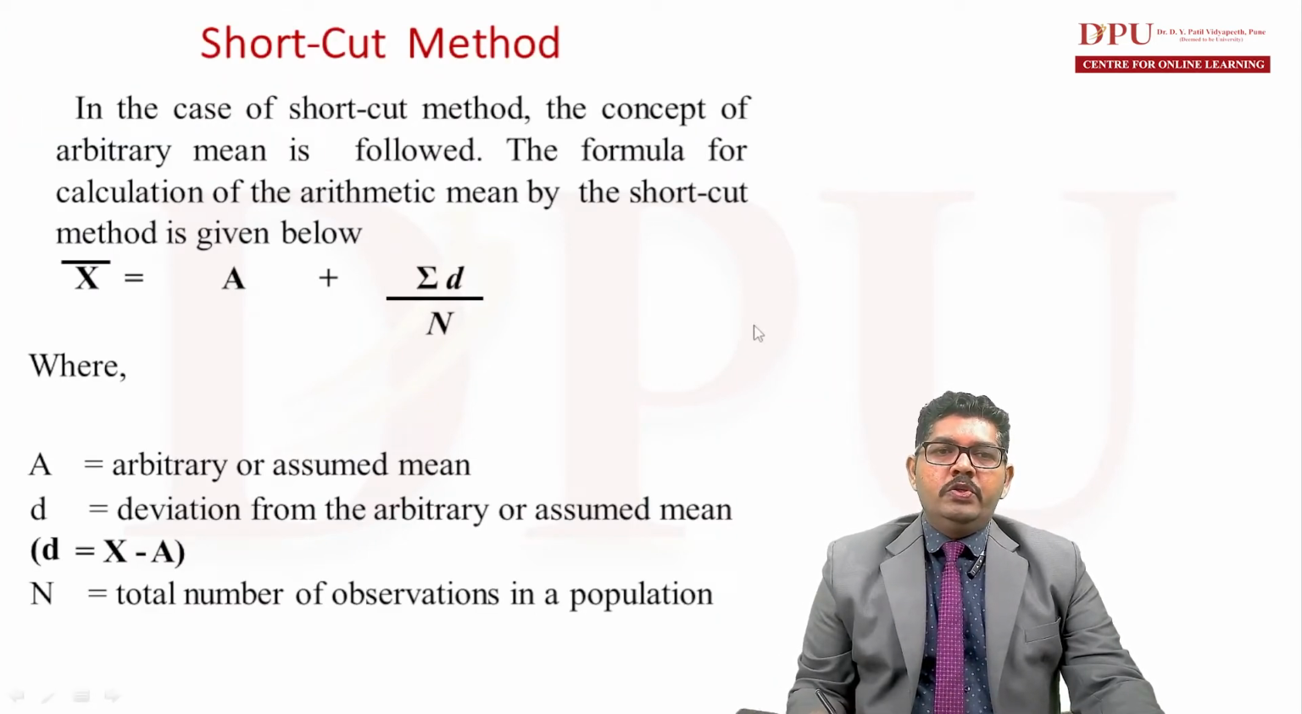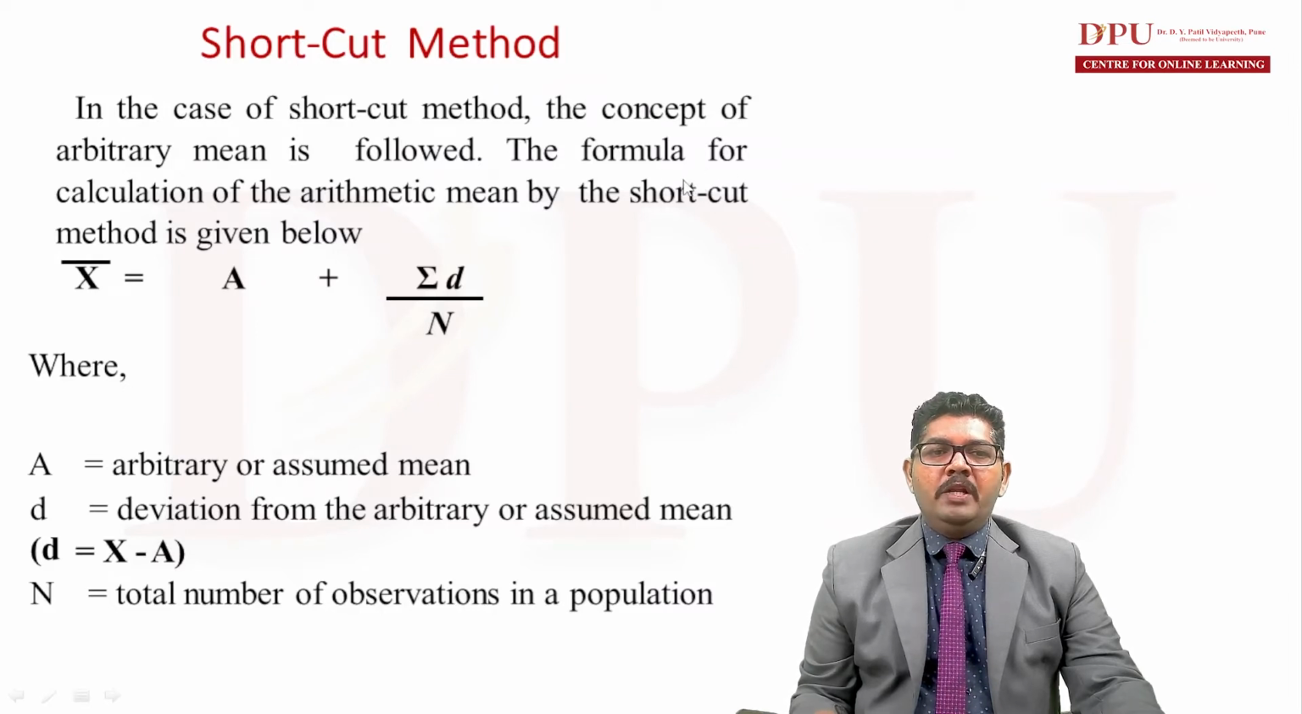Shortcut method. In the shortcut method, the concept of arbitrary mean is followed. In this method, we assume a particular value from the data set as an arbitrary mean, and by using that value we calculate the arithmetic mean. So in the shortcut method, we assume a particular value from the data set itself as an arbitrary mean.